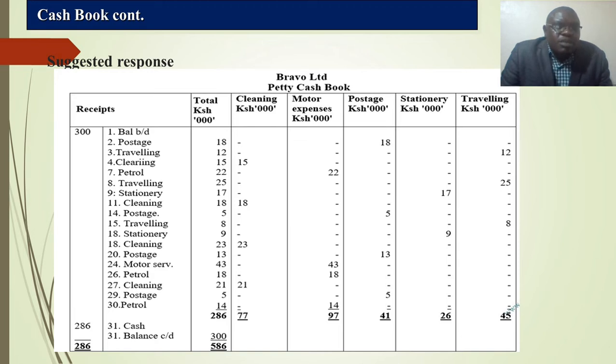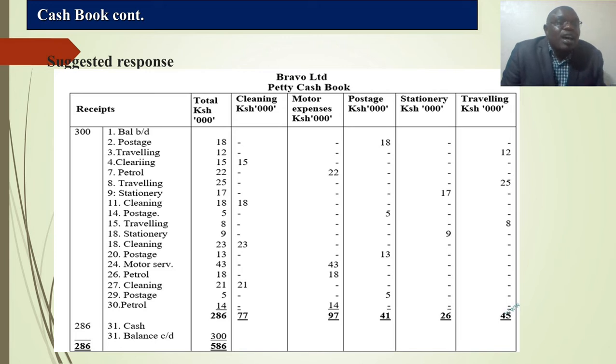So all the expenditure throughout the month will be modified to fit into those headings. So whatever expenditure which has happened, you fit it into only those 5 headings. Let us see what happens. So at the beginning of the month, that is on 1st of May, balance brought down 300,000.